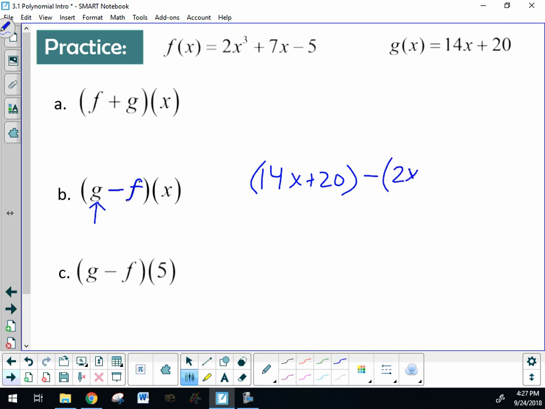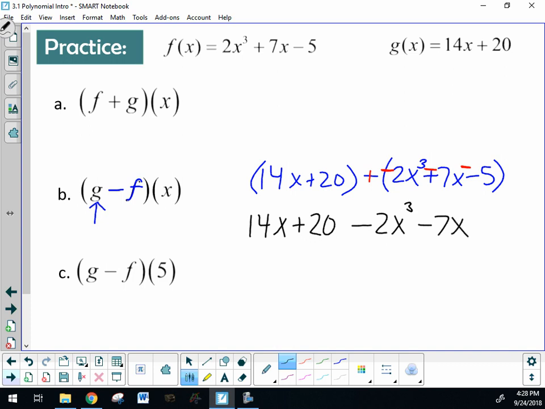So we're subtracting 2x to the third plus 7x minus 5. That subtraction applies to every term. It applies to this one, it applies to this one, and it applies to this one. So I'm going to rewrite that: 14x plus 20 minus 2x to the third minus 7x, and this becomes a plus 5.